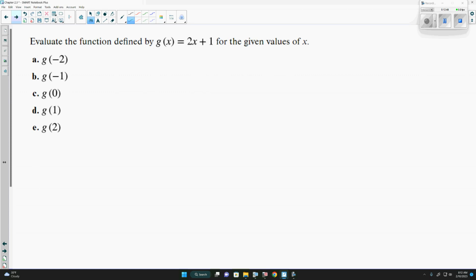We're ready for some tough stuff here. Evaluate the function defined by g of x equals 2x plus 1 for the given values of x. G of -2. Now this is not g times -2. The book actually points this out. I hope at this point we know that that's not the case. G of x, h of x, f of x, any of these are just another way to write y.